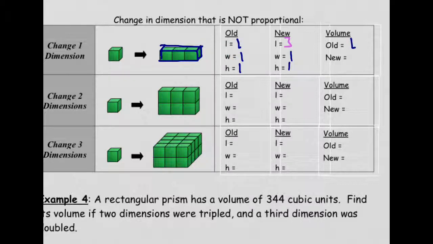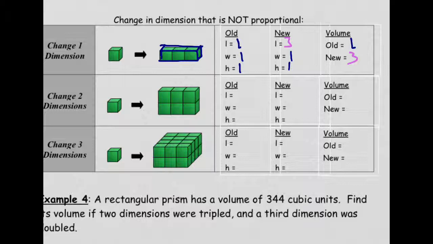What's the volume of the new? 3 times 1 times 1 is 3. So if you only multiply one side, your volume is 3 times as much.